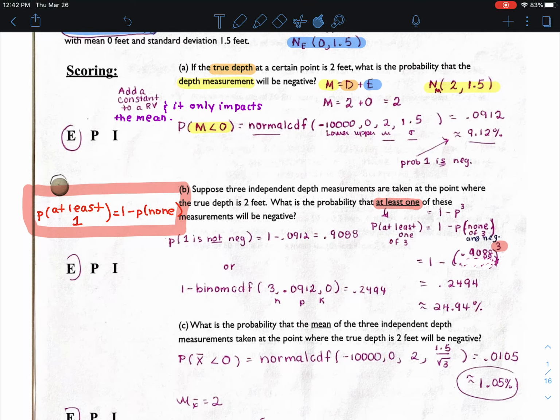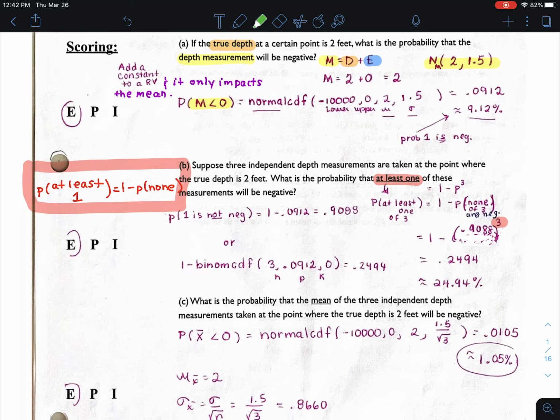If you read very, very closely part C, it says, what's the probability that the mean of 3 independent depth measurements taken at that same point where the true depth is 2 feet will be negative. Now, if you don't read this carefully, you might think that this problem in part C is asking exactly what part A was asking. But in A, it's talking about a single depth measurement. What's the odds of just a single depth measurement being less than 0? We use normal CDF with this information.